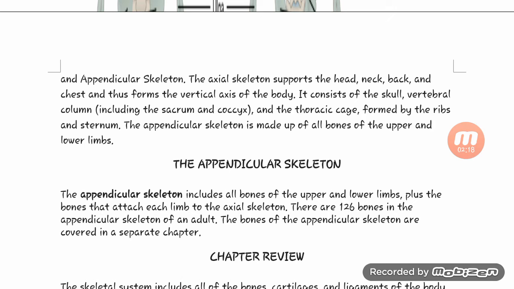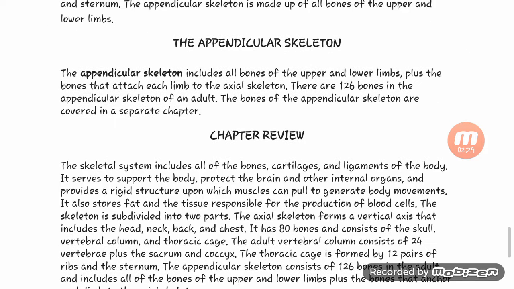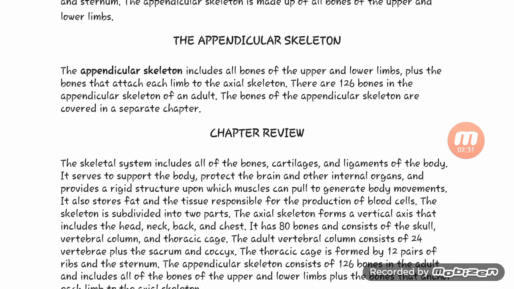The axial skeleton supports the neck, back and chest, and thus forms the vertical axis of the body. Next is the appendicular skeleton.